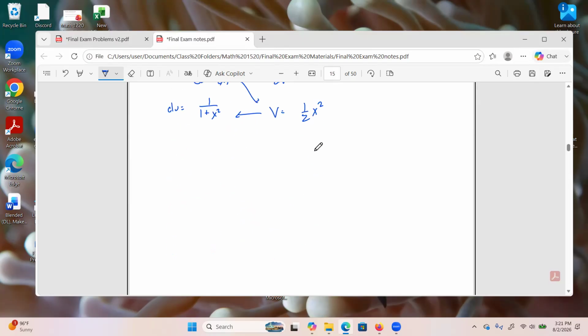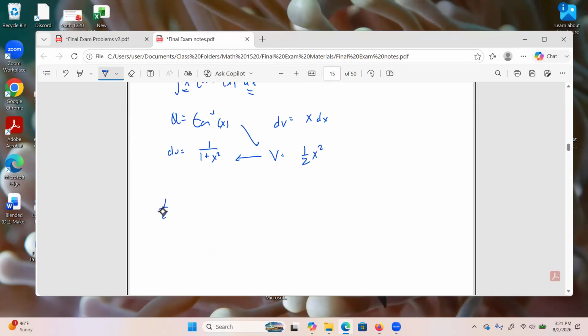So we have 1 half x squared tangent inverse of x minus the integral, I'll put the 1 half out in front here, of x squared over 1 plus x squared, or x squared plus 1. Okay, now I'm looking at this and thinking, I could do some polynomial division here, but I'm not going to. I'm going to cheat. I'm going to add and subtract 1 because that's going to make my life a little bit easier.